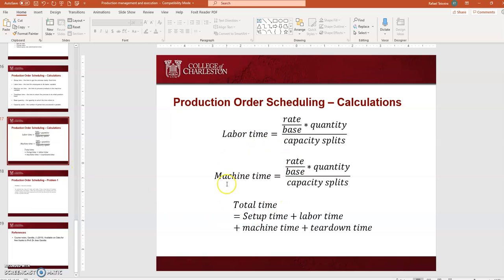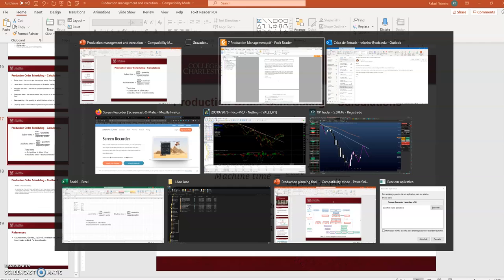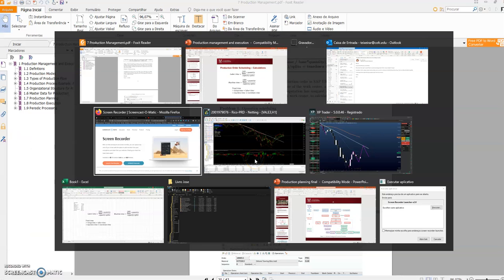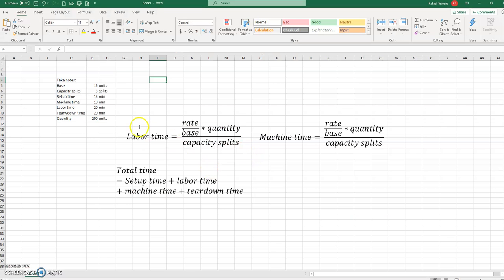And here are some formulas that I copied from our class notes. We're going to be using these formulas to solve this problem, and I'm going to use Excel to solve that. So in Excel, I start taking notes. Here are the notes about the pieces of information that we have in the problem. The base is 15 units, capacity is 3 splits, setup time, machine time, labor time, the tear down time, and the quantity.